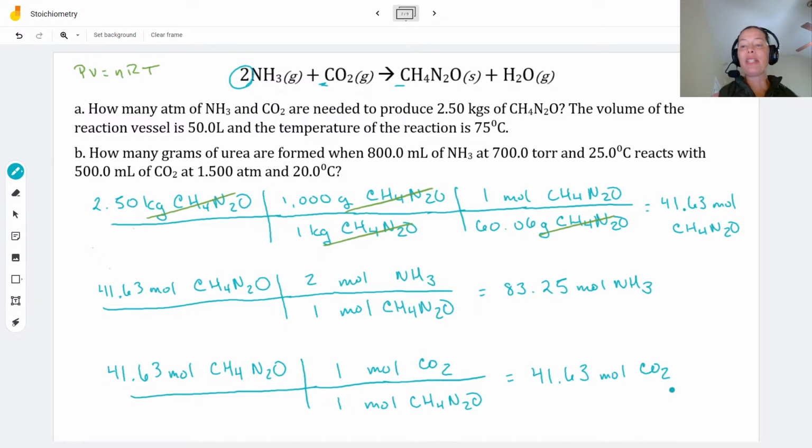So now I have predicted how many moles of ammonia I'm going to get and how many moles of carbon dioxide I'm going to get. All right, this is all great. I have done my stoichiometry. But of course, what is my problem? Ask me for pressure. I need to go to ideal gas law, and I also need to go to a new page.